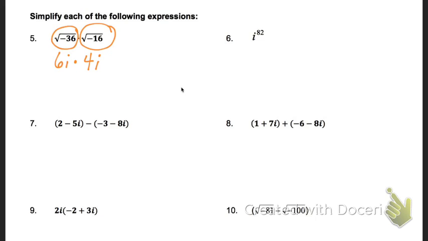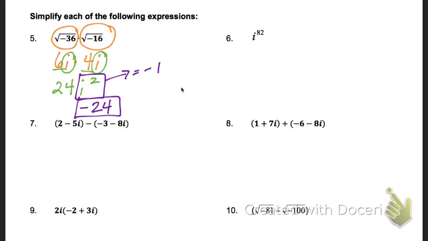The way we multiply anything, we combine like terms. Well, 6 and 4 are like terms. They get multiplied to be 24. Now i and i are like terms. So that becomes i squared. But anytime you have an i squared, we do not want to leave it like that. i squared is -1. So negative 24 is my final answer, because this equals -1.